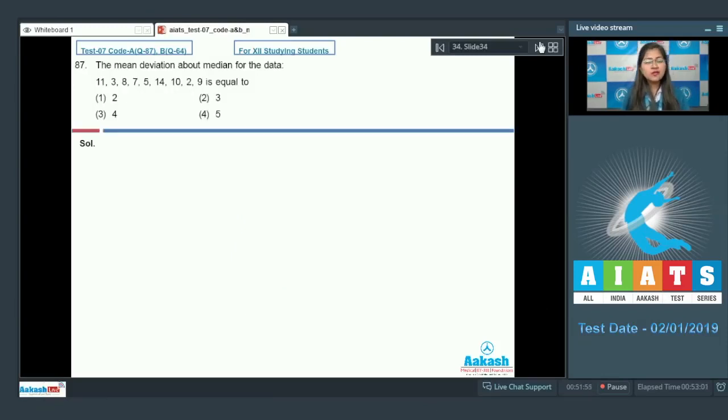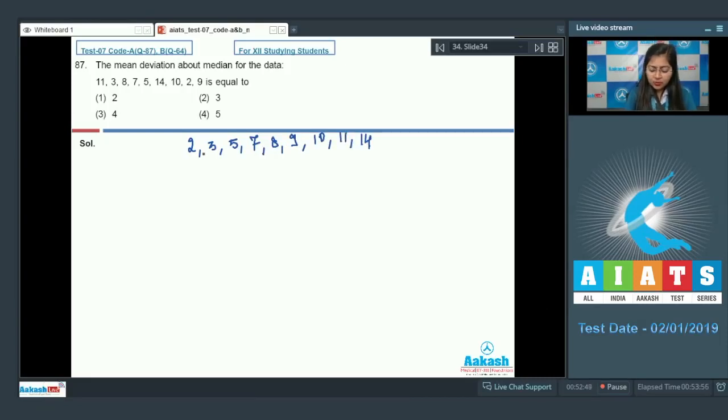Next is question number 87, which says that the mean deviation about median for the data 11, 3, 8, 7, 5, 14, 10, 2, 9 is equal to. Now, to find the mean deviation about median, firstly we have to arrange the data in ascending order. So, the data can be written as 2, 3, 5, 7, 8, 9, 10, 11 and 14.